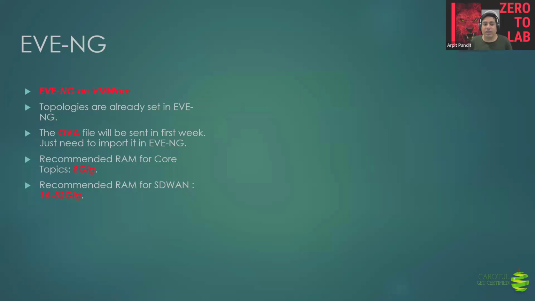So SD-WAN is something that comes later after we complete all the core technologies. So once we are done with the core technologies and we are starting SD-WAN, I will send you a new OVA, which will be only for SD-WAN. And for that one, we recommend to have at least 16 gig of RAM and a Windows computer. That will actually be better if you have it.